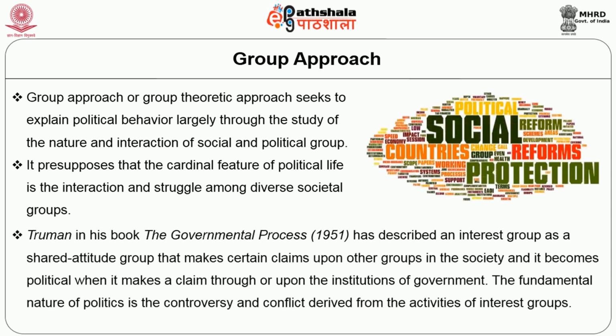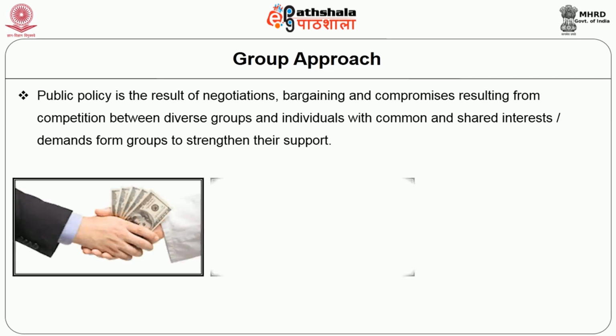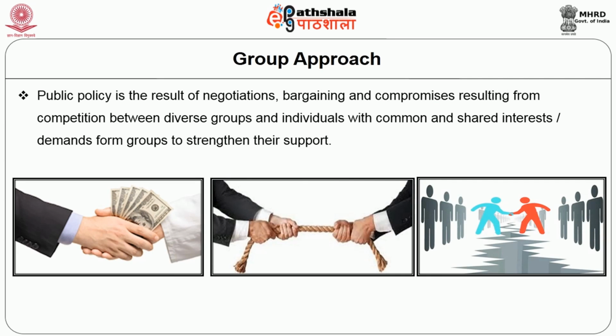Truman, in his book The Governmental Process, 1951, described an interest group as a shared-attitude group that makes certain claims upon other groups in society, and it becomes political when it makes a claim through or upon the institutions of government. The fundamental nature of politics is the controversy and conflict derived from the activities of different and conflicting groups many times. Public policy is a result of negotiations, bargaining, and compromises resulting from competition between diverse groups.